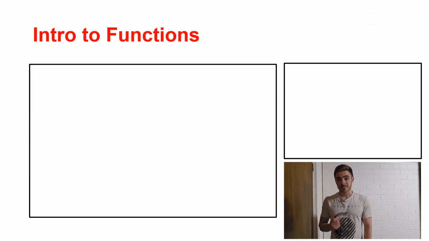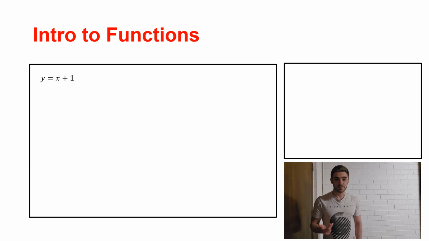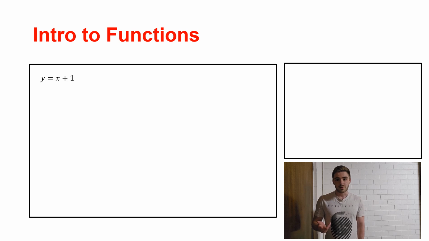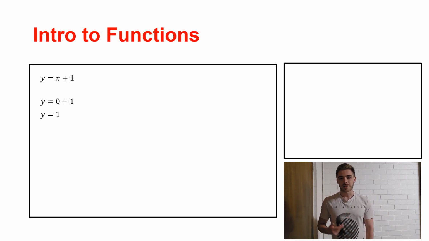Before we look at how to sketch linear functions, it's worth understanding what a function even is. A function is just something that describes a relationship between one or more variables. For example, if I have the simple linear function y equals x plus 1, that's just a rule that tells me that the y value is always going to be one number larger than the x value. If I want to know the y value when x equals 0, then all I'm going to do is substitute x equals 0 into the equation and thus get y equals 1.